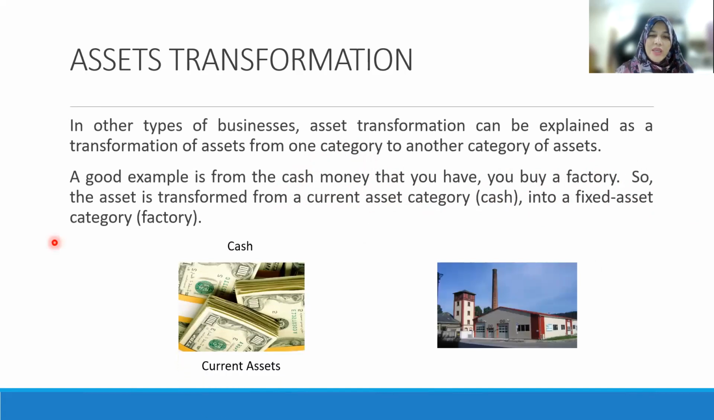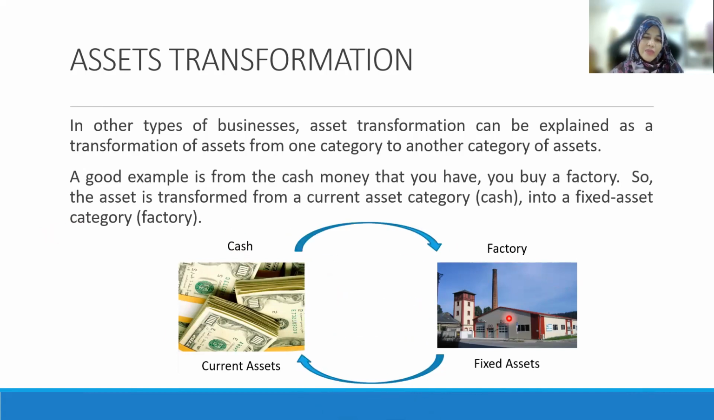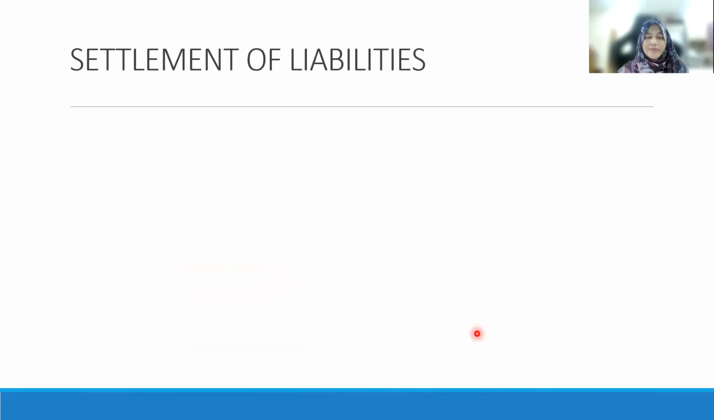So it can be happening in two ways. So for example, the cash that the company have, they use the cash to buy the factory. So meaning that the current asset now being transformed into fixed asset. Or it can be vice versa, whereby when the company have a property like a factory, now they went to sell the factory. So now when they sold the factory, they have cash with them. So that is also one type of asset transformation.